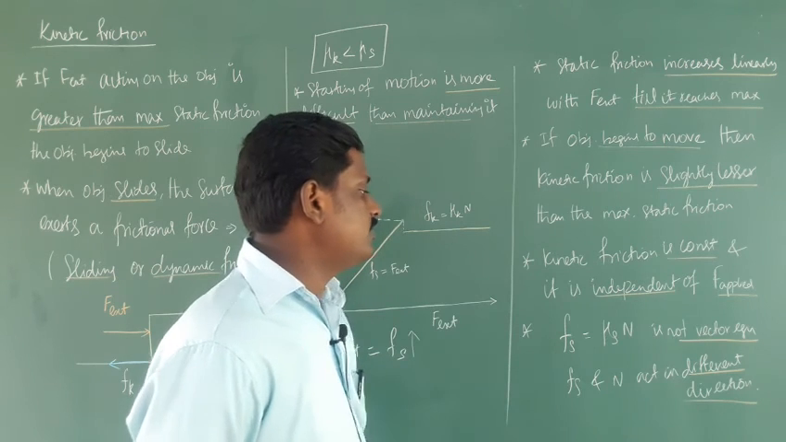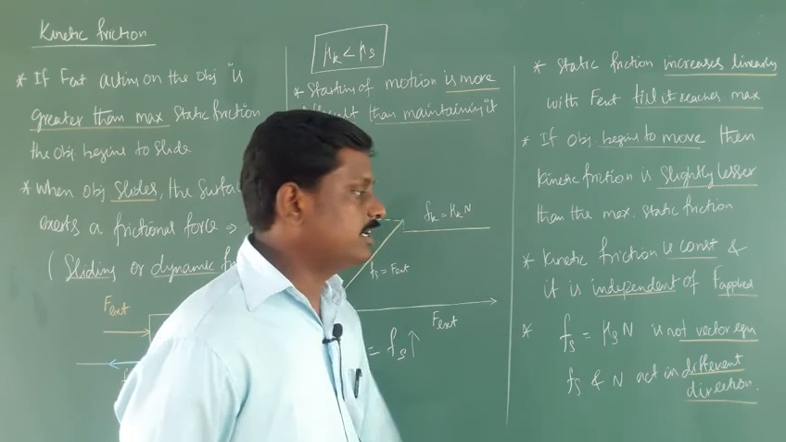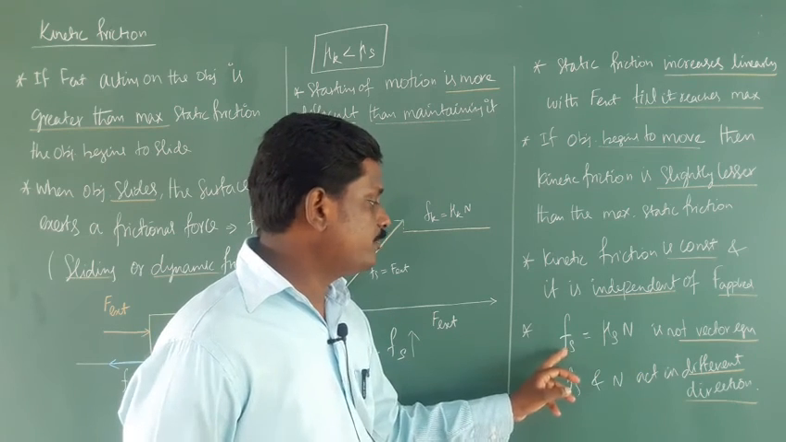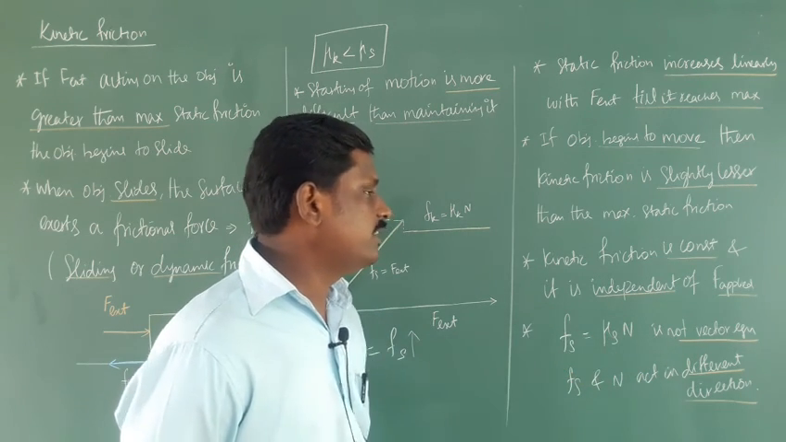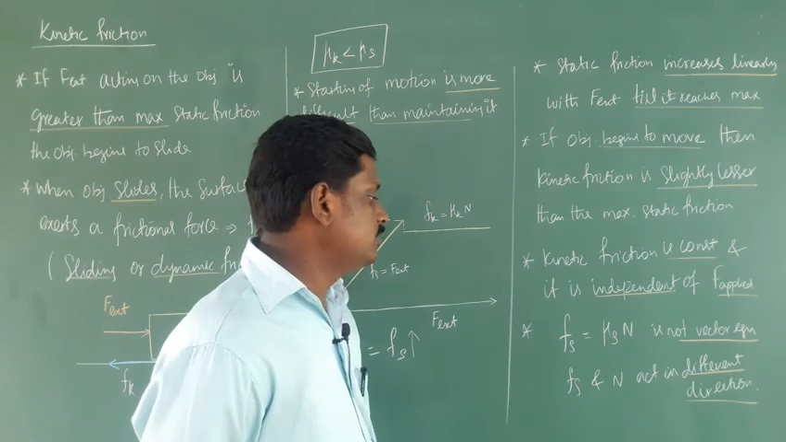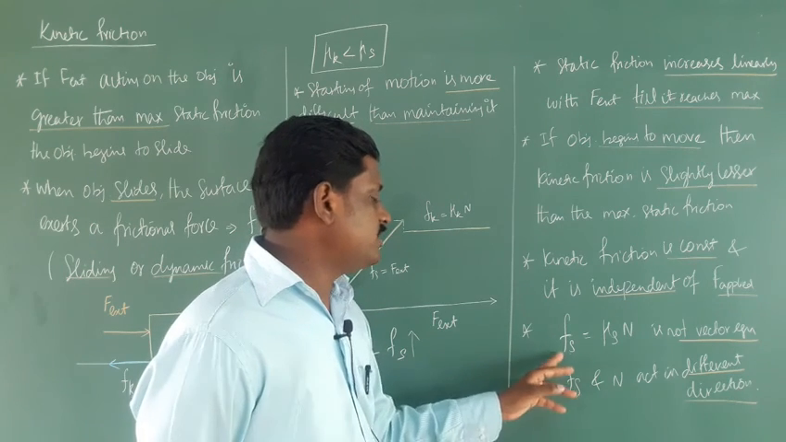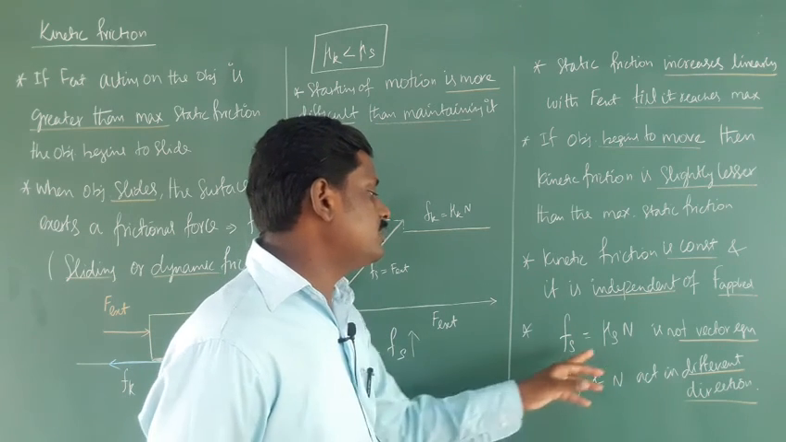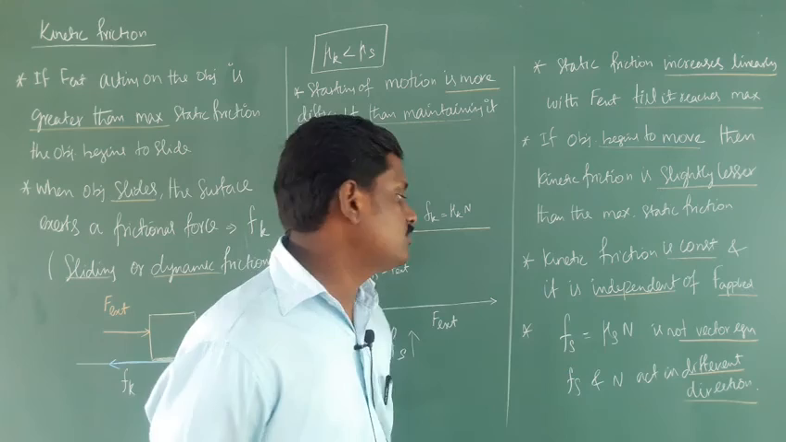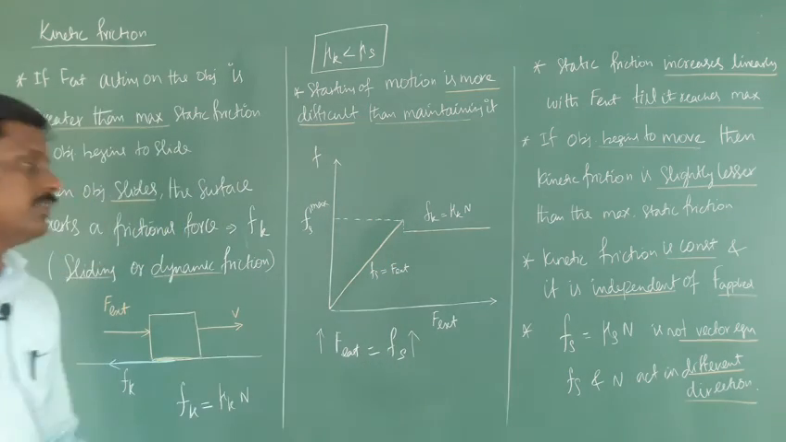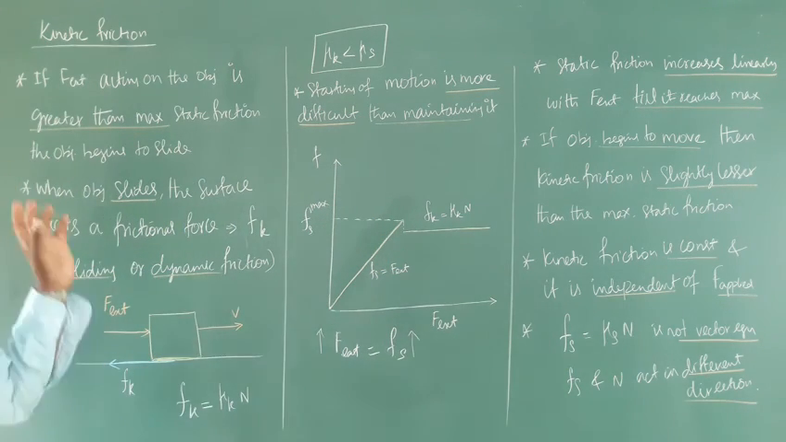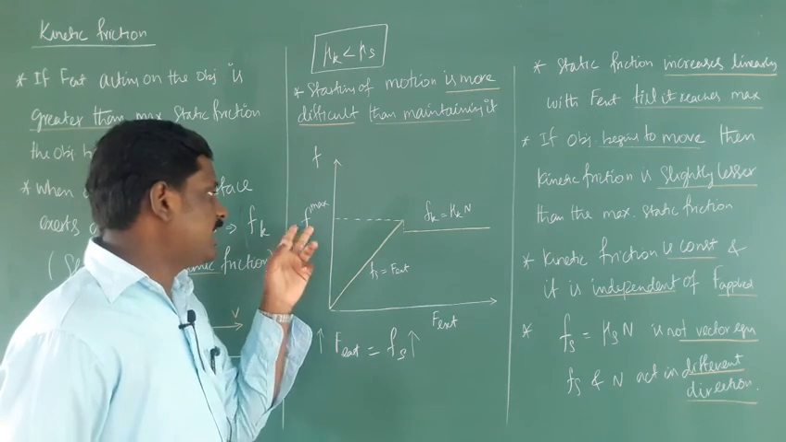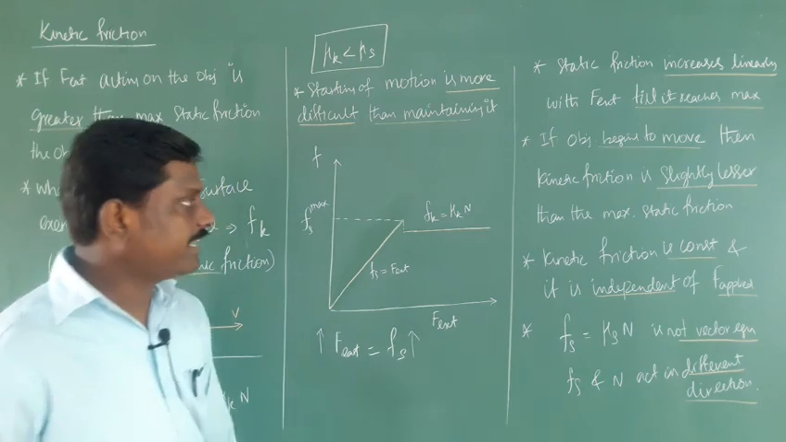And the final point: Fs equals mu s N is not a vector relation. It relates magnitudes of forces, and here also N is the normal force. Both act in different directions, but Fs equals mu s times N is not a vector equation. This is also true for kinetic friction, so Fk equals mu k N. In this class we have discussed what kinetic friction is, and the relation between static frictional force and kinetic frictional force.